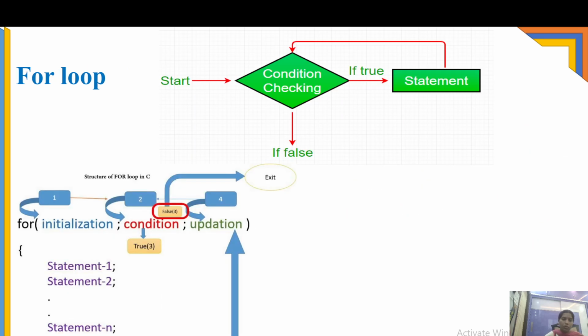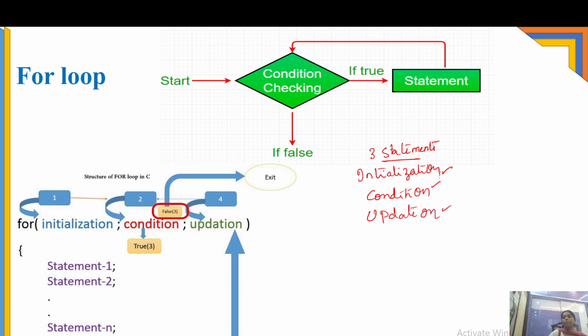So in any loop, 3 statements are compulsory. Those are initialization, condition and updation. So what is meant by initialization, what is meant by condition, what is meant by updation?